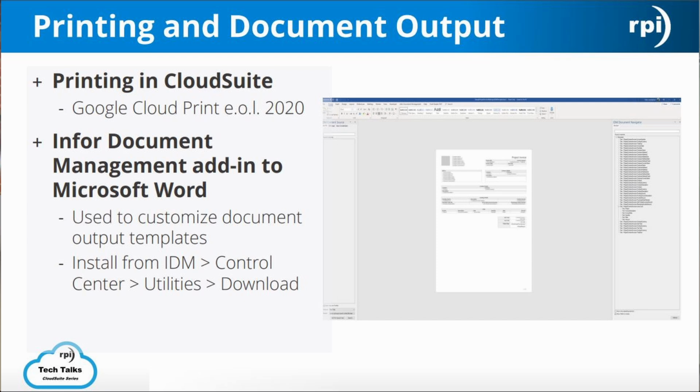Printing and document output. Like Jeremy was talking about earlier, printing in CloudSuite: Google Cloud Print is end of life December of 2020. When you're talking about IDM, Infor Document Management, there's an add-in for Microsoft Word that you can install from IDM Control Center, under Utilities and Download. What this allows you to do is, from within Word, customize document output templates within your IDM system.